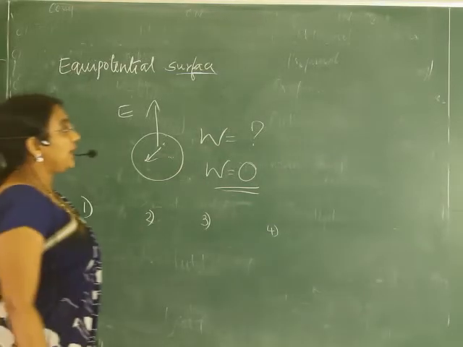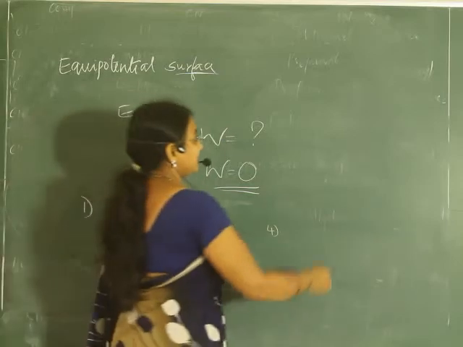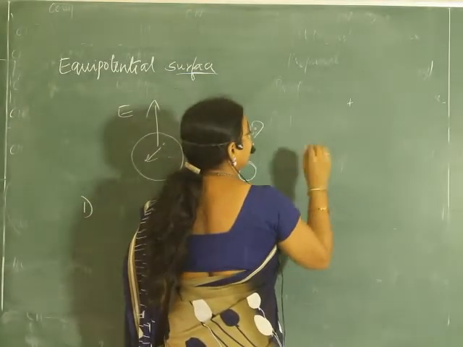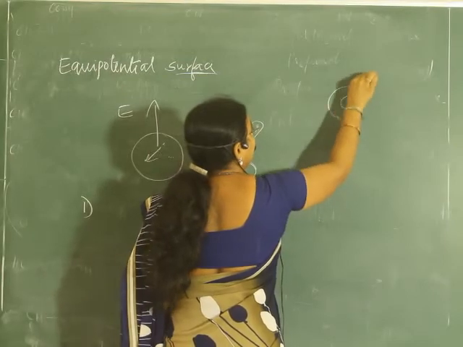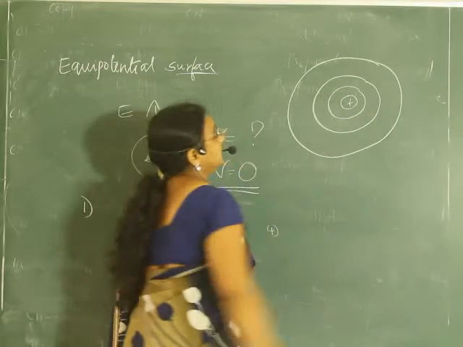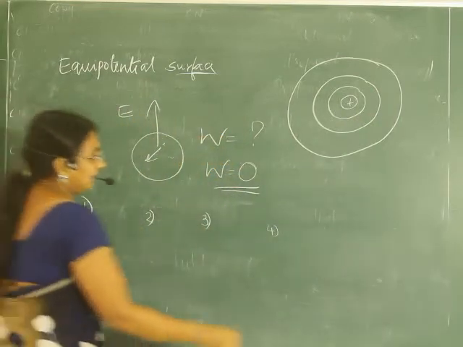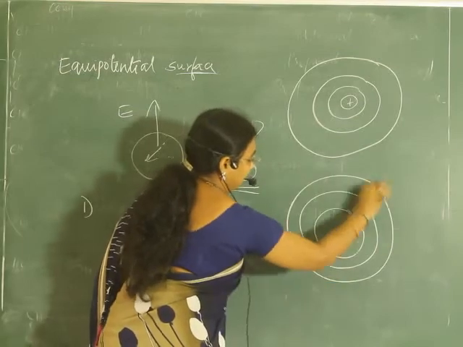Suppose if we want to draw an equipotential surface for 1 mark, if the question is asked, draw equipotential surface diagram, then for a positive charge, equally distributed, like this. For a negative charge, again like this, equally distributed.